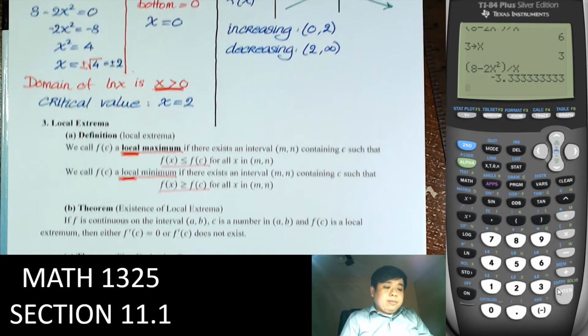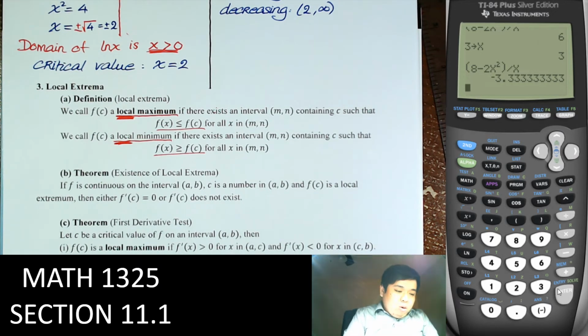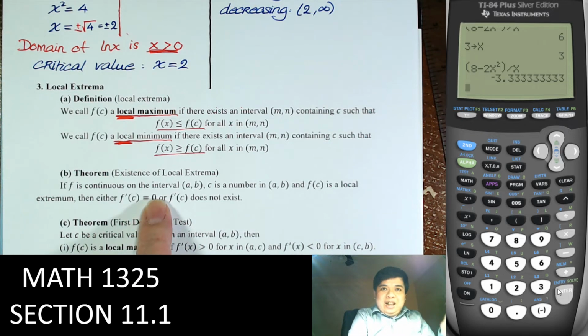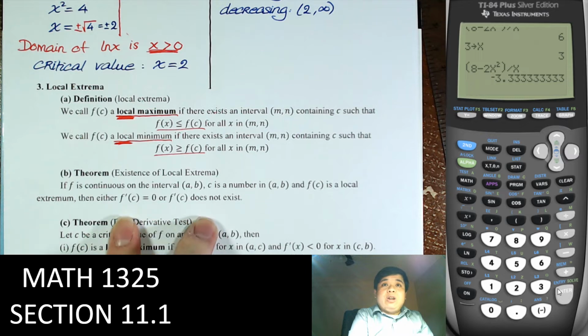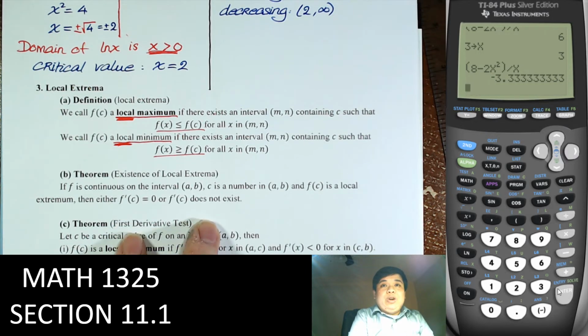Well, existence of local extrema. If the function is continuous on an interval and c is a number in the interval and it is a local extremum, then the derivative equals 0 or does not exist. Well, that sounds familiar, right? Continuous meaning it is defined, so in the domain, equal to 0 or does not exist. So that's pretty much the critical values, right?